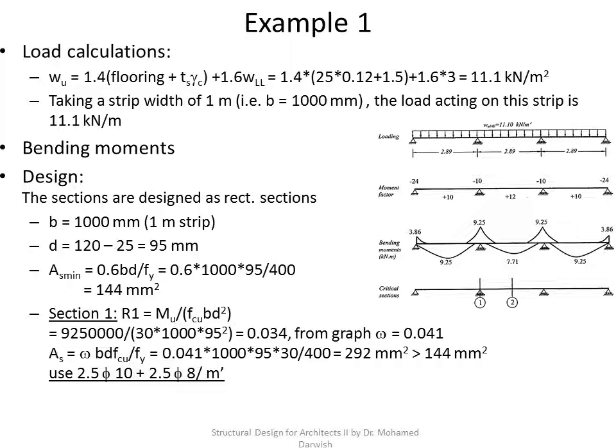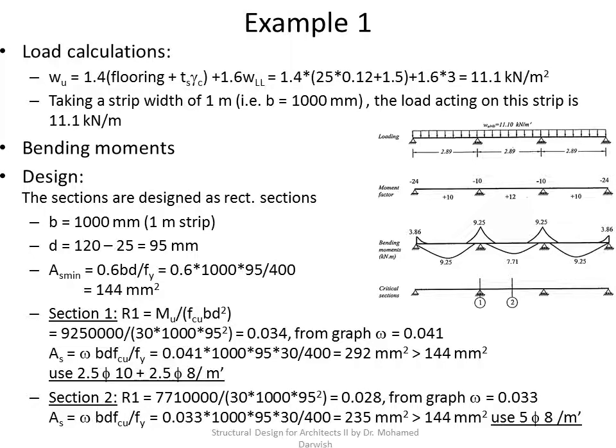Somebody could ask, how could you place 2.5 and 2.5? You could not place half a bar. Actually, you measure a strip of 2 meters. You place 1 bar of 10 and 1 bar of 8, then 1 bar of 10, then 1 bar of 8. So 5 and 5 staggered bars in the 2 meter strip will give us 2.5 phi 10 and 2.5 phi 8 if we are talking about a 1 meter strip.